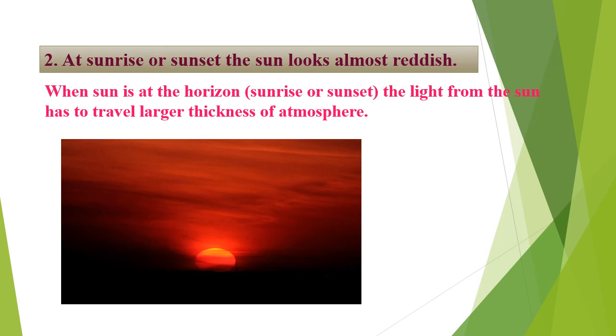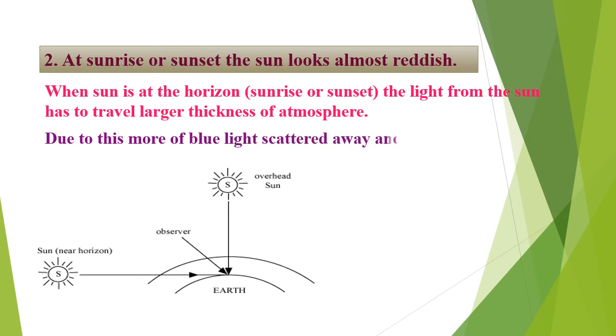When scattering of light takes place, we know red color has the maximum wavelength, and Rayleigh scattering tells us that the amount of scattering is inversely proportional to the fourth power of the wavelength. As the wavelength is maximum, the scattering amount for red color is minimum. So other colors are scattered and the less scattered red light enters our eye, and we see the sun as red. Due to this, more of the blue light is scattered away and the sun appears reddish.